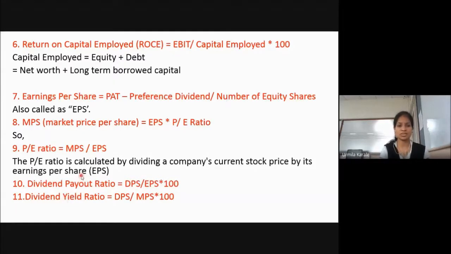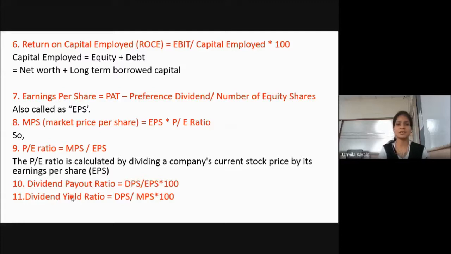Then dividend payout ratio. Dividend payout will talk about how much dividend the company has given to the shareholders. If earning per share is 5 rupees, out of 5 rupees, if company is paying 2 rupees dividend per share, how much it is in percentage we are talking. If company has got 10 rupees per share earnings, out of 10 rupees, how much is the company paying as dividend? Suppose company is paying 5 rupees dividend. So out of 10 it is paying 5, means 50% dividend payout ratio, right?